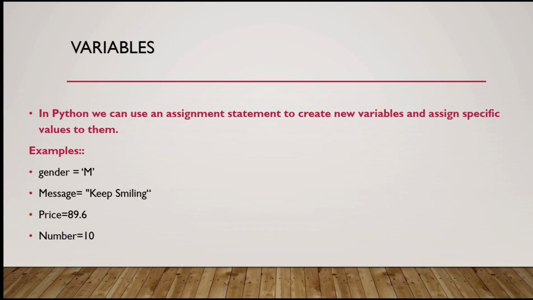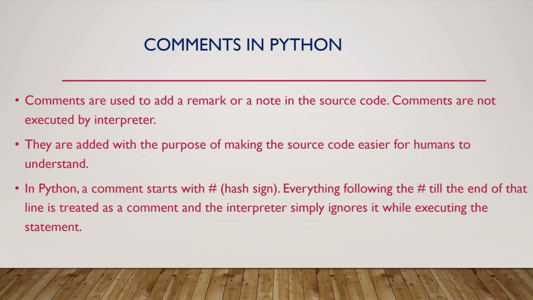Next, we see how to use variables in a program. In Python, we use the assignment operator to create new variables and assign specific values to them. You can look here: gender, message, price, number are the four variables created here, and the corresponding values are m, that is a string or a character, keep smiling, 89, and so on.